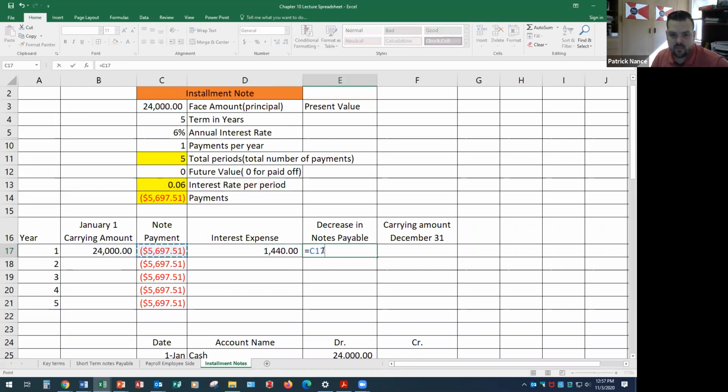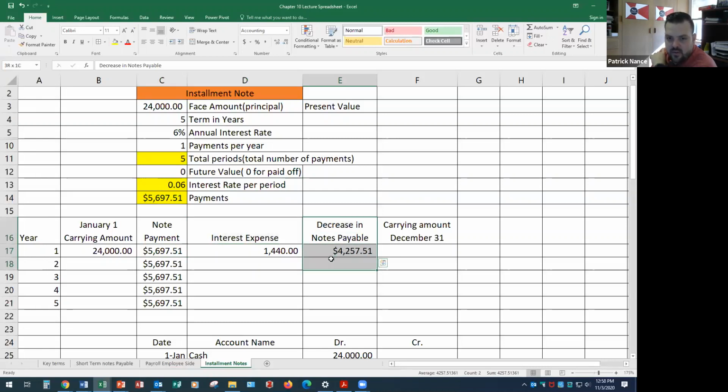The difference between my interest expense and my note payment would be, I'm going to make that a positive number. Okay, let's just see, this equals note payment minus interest expense, which gives me the decrease in the payable. So this 5697.51 includes two parts. We have interest and we have a decrease in the notes payable.